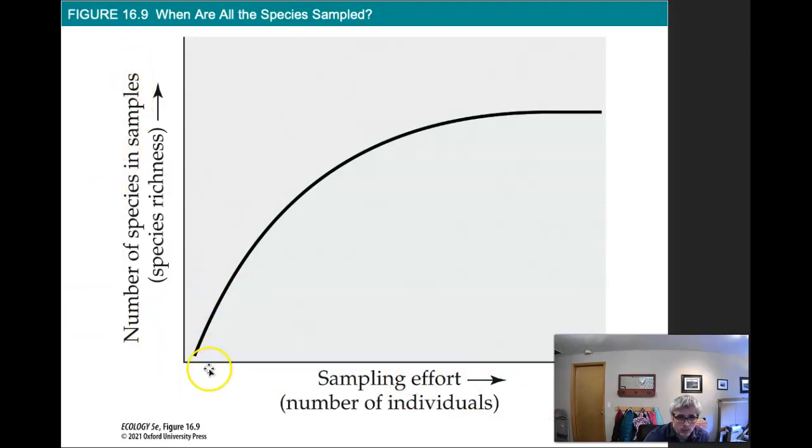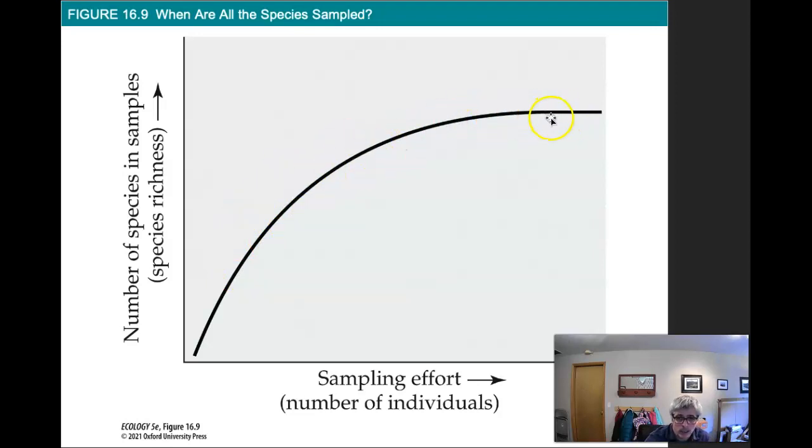We go out and take our first sample. It's our first sample, so every species we find is a new one. We go out and take our second sample. Same thing, there's lots of species here. So our second sample has a whole bunch of new species. Third, fourth, fifth, and it starts to plateau off.